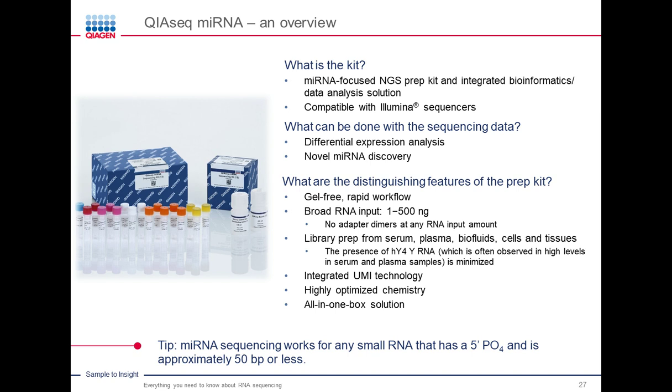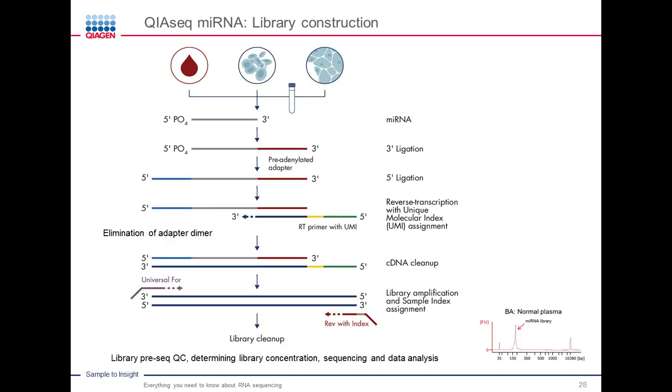Now, a tip I have here is that microRNA sequencing actually works for any small RNA that has a 5' phosphate and is approximately 50 base pairs or less. So if you're interested in tRNA fragments or piRNAs or other small RNAs in that general size frame, microRNA sequencing will work for you. Here's the workflow.